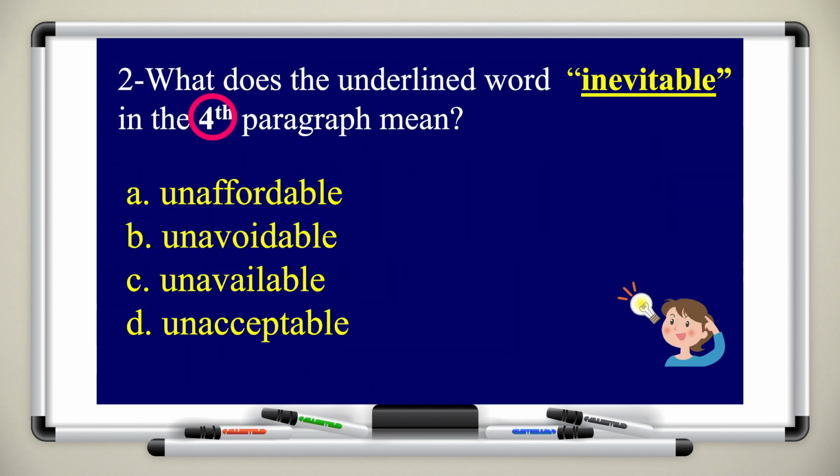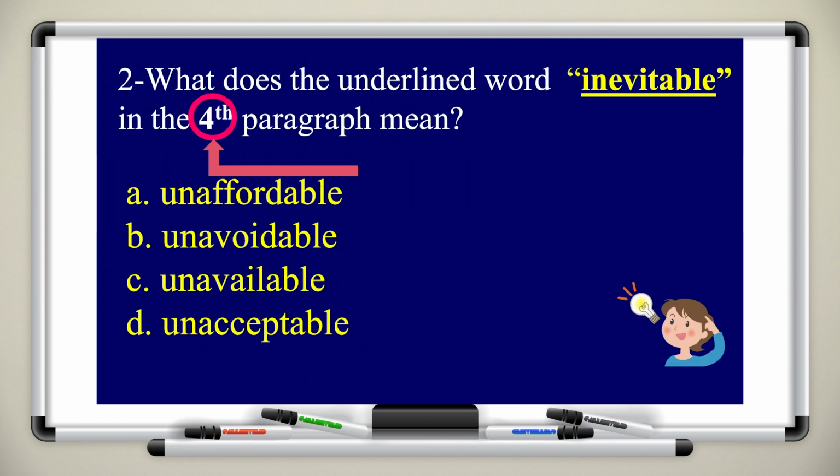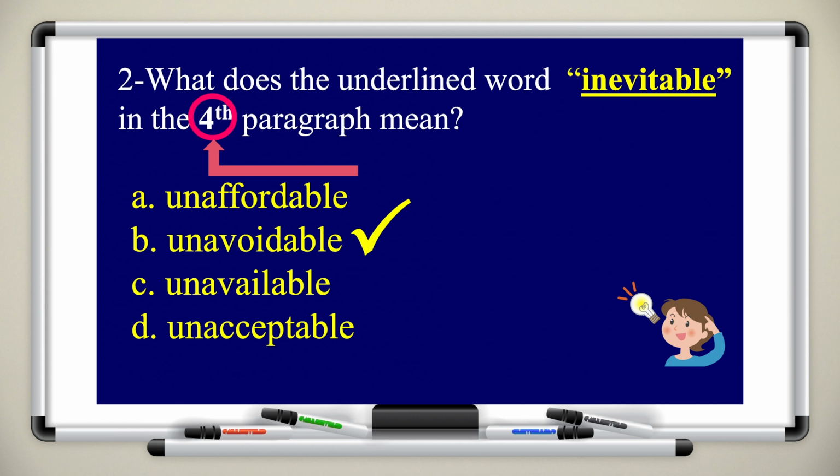It's a synonym. Question 2. What does the underlined word inevitable in the fourth paragraph mean? You take a look at the multiple choice you have here. Then go to the paragraph. Let's say you don't really know what the word means, or you have a doubt of the meaning. Try to read the paragraph, read the sentence carefully, and guess the meaning. Here we find this is simply the inevitable evolution of basic human impulses translated into laws. Now, inevitable means unavoidable. You can't change it.